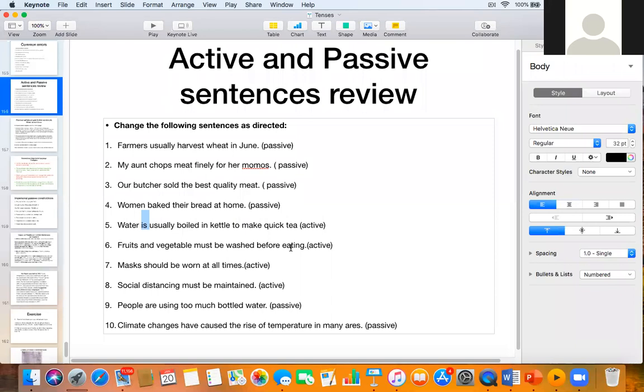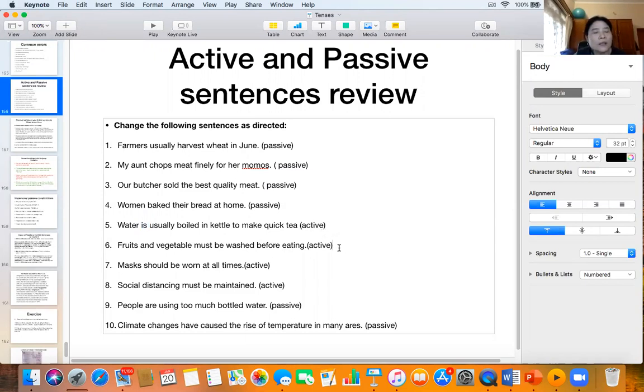I usually boil water in kettle to make quick tea. You can put an I, you can put a we, or you can also put people. People is a noun. People usually boil water in kettle to make quick tea. So there is a subject.